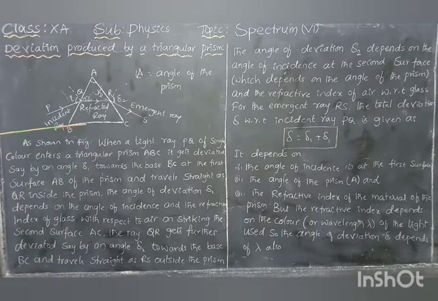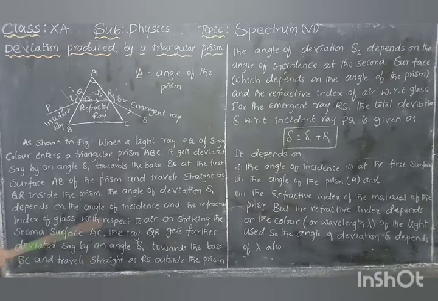Here the prism is made up of, as you already know, 5 surfaces: 2 triangular surfaces, front and back, and again 3 lateral surfaces inclined with a certain angle. This is called the angle of the prism. ABC is the principal section of the prism.